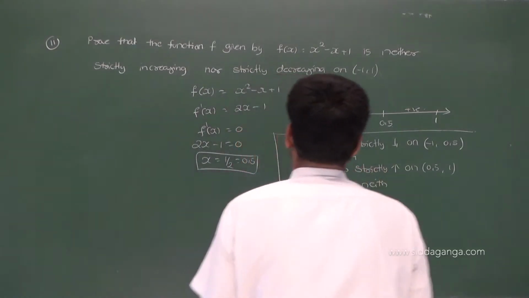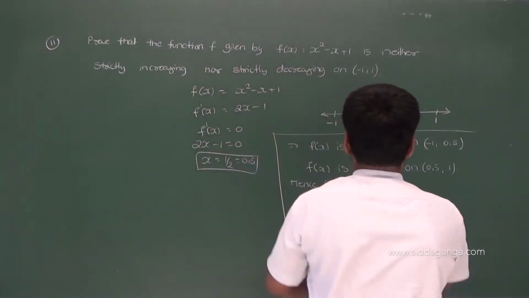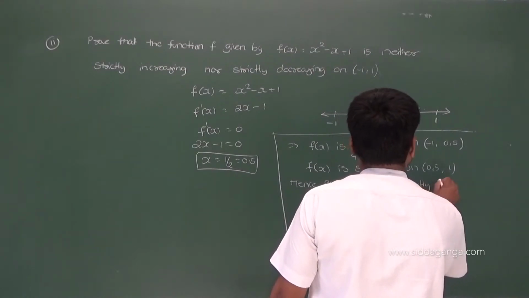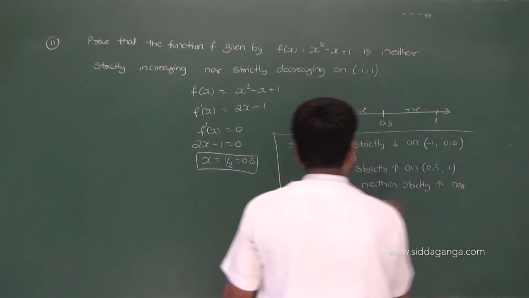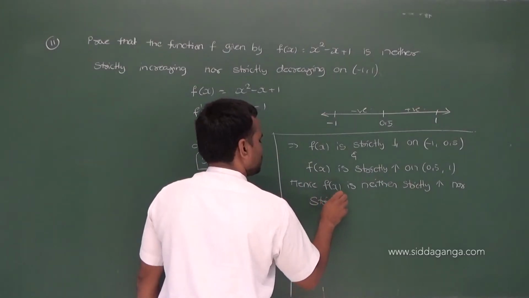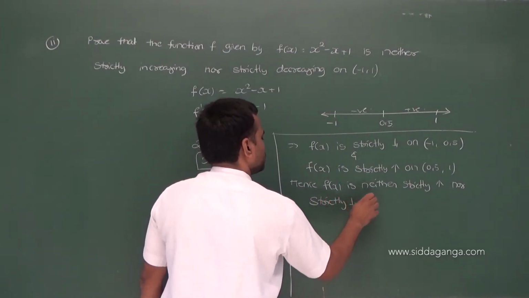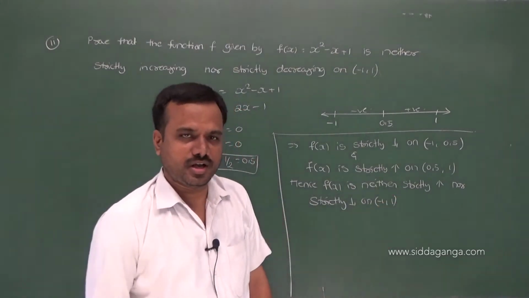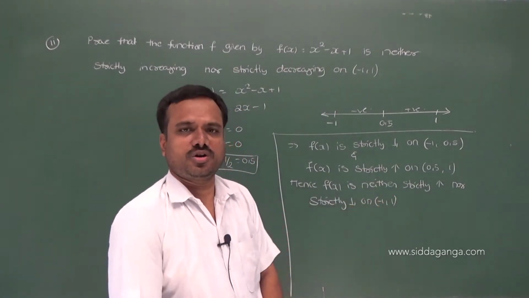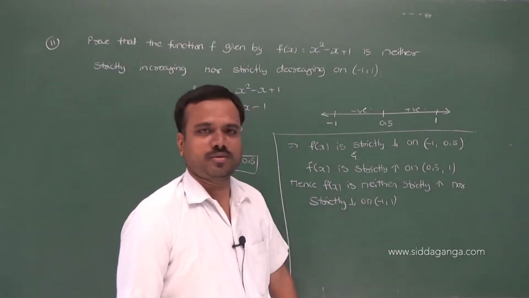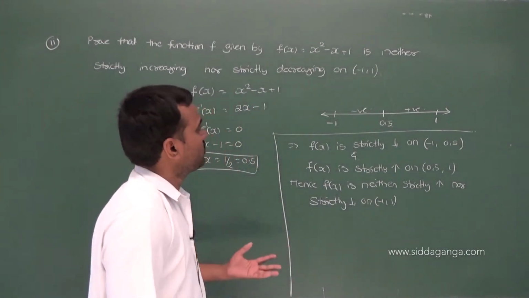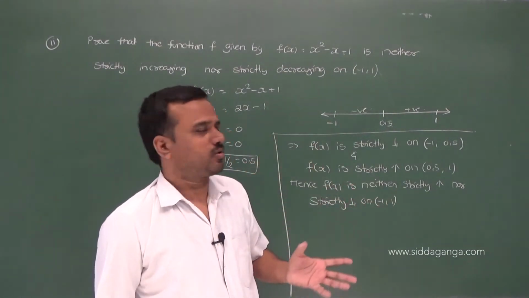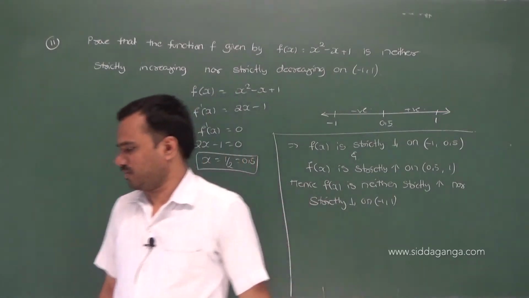So what he has given, neither strictly increasing nor strictly decreasing on minus 1 to plus 1. Correct now? Neither strictly increasing nor strictly decreasing on minus 1 to plus 1. This is the same as what we discussed in the previous problems, same type of problems. Okay now? So see this problem, next problem.